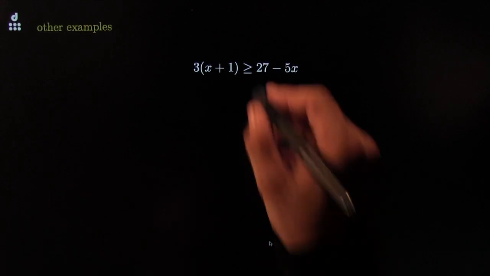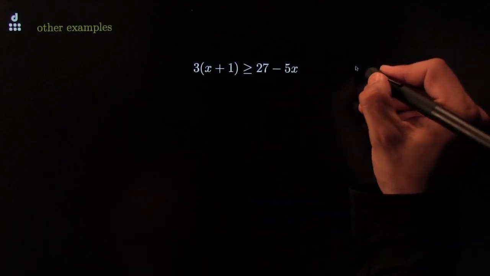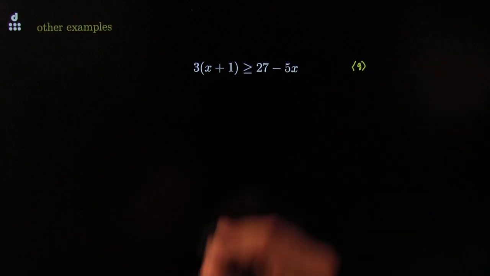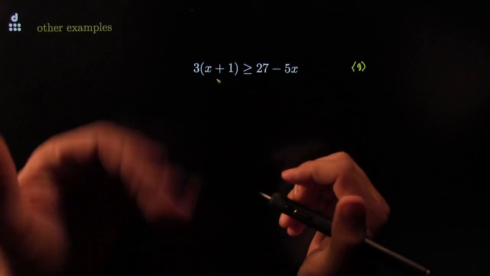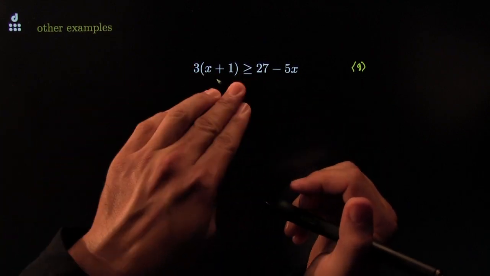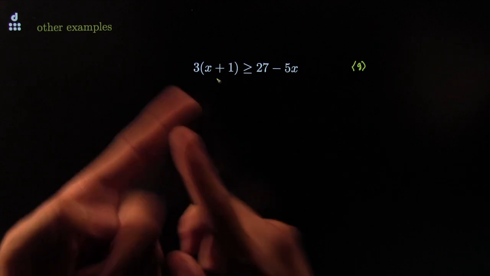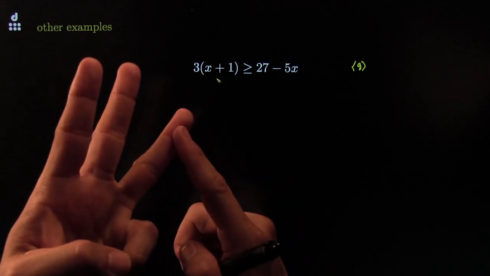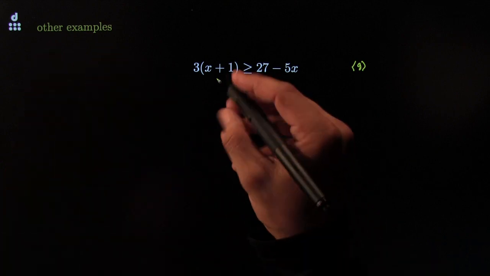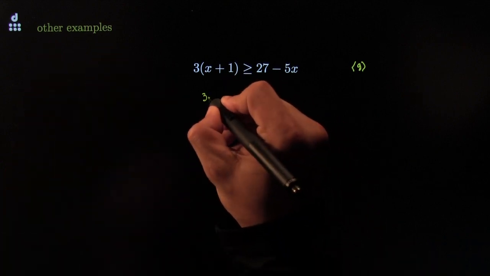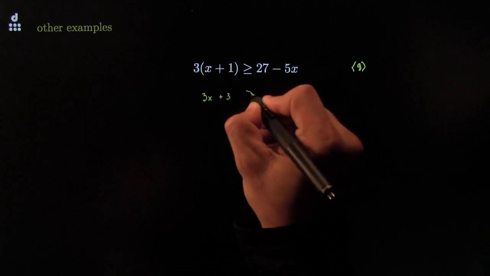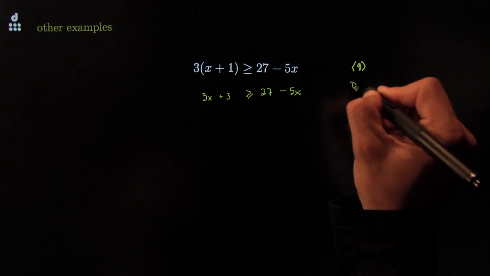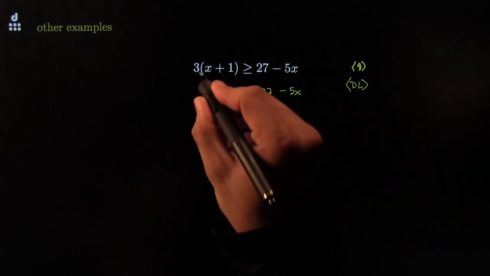What about that one? This one has greater than or equal. That's your given. Let's see what we can do with this one. We can use almost the same strategies that we had for linear equations. That was free the x's, move them all to one side, collect the x's, and kill the coefficient. Those things still apply here. So this would be 3x plus 3 greater than or equal to 27 minus 5x. That's the distributive law.